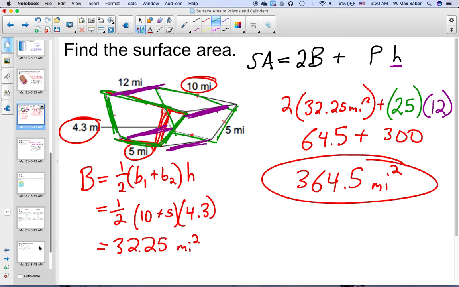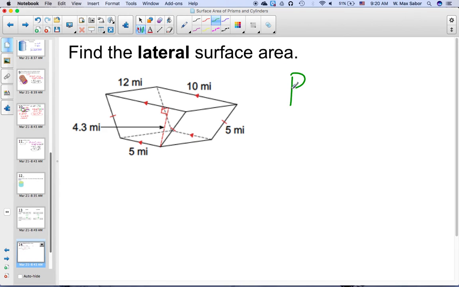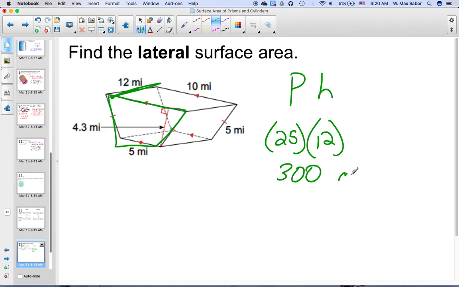So if we wanted to find the lateral surface area of this, it's the same process as this. It's just that we ignore the area of the base. So we're just looking at this piece, the perimeter times the height. The perimeter we said before was 25 from doing 10 plus 5 plus 5 plus 5. And the height was 12. So 300 square miles.